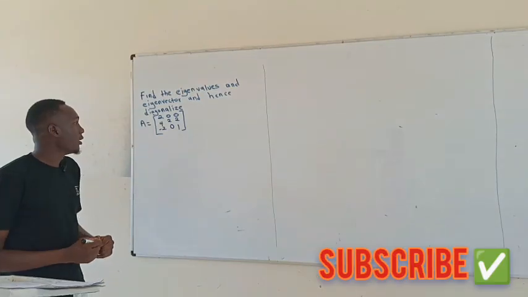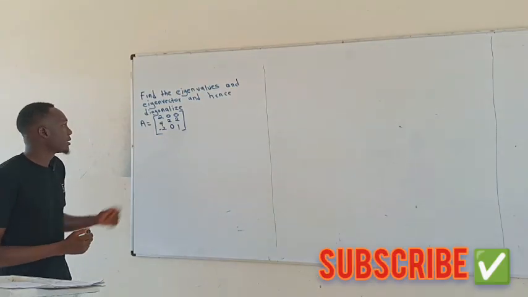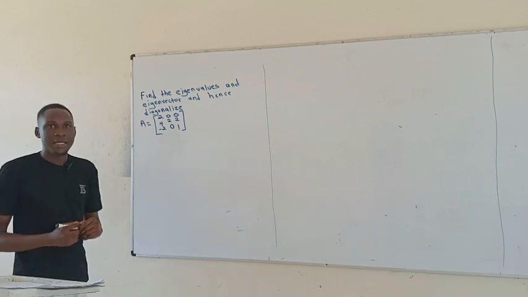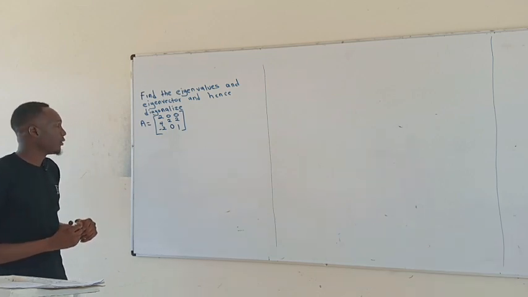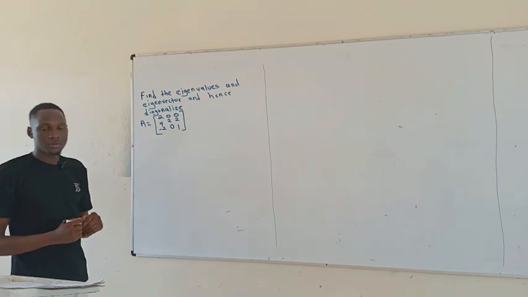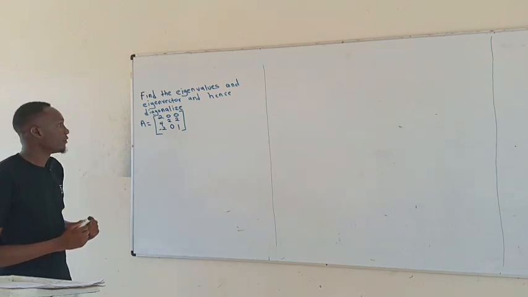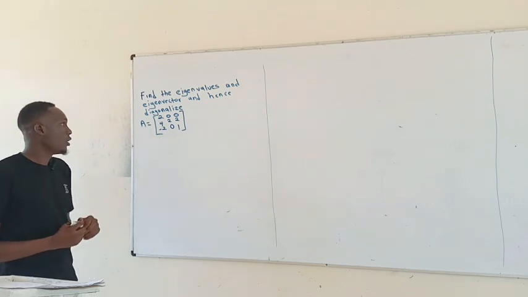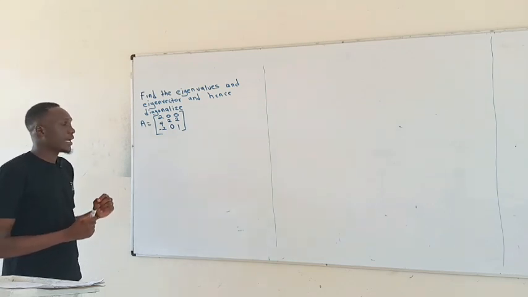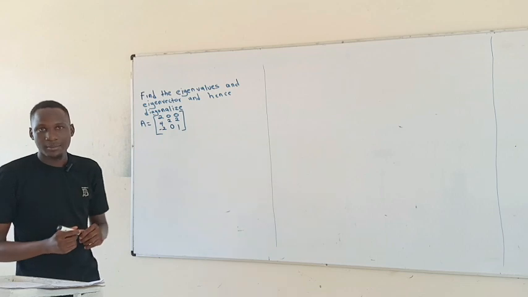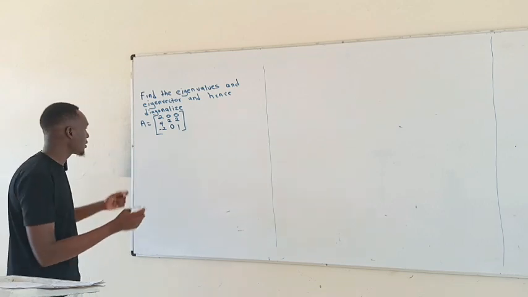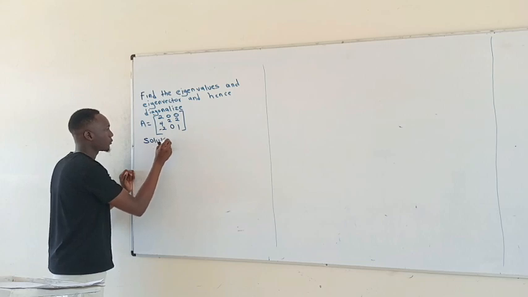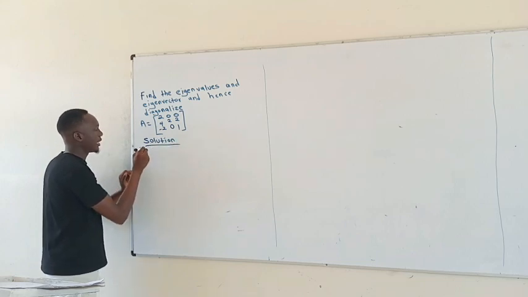Discussion. We want to find the eigenvalues and the eigenvectors, and hence we diagonalize a 3 by 3 matrix. In our previous discussion, we found the eigenvalues and the eigenvectors for a 2 by 2 matrix. In this discussion, we want to find the eigenvalues and the eigenvectors for a 3 by 3 matrix. And we go straight to our solution. Let's start with eigenvalues.